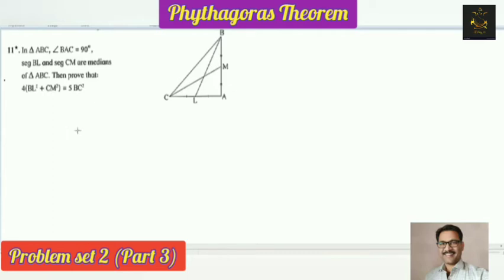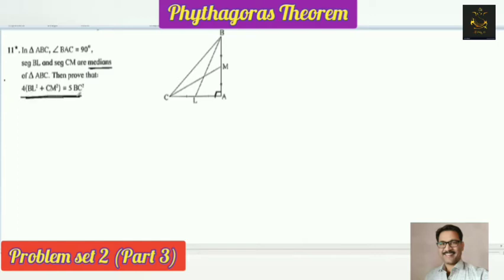See here. In this triangle ABC, this angle BAC is 90 degrees, they are given to us. Look here, this angle BAC is what? 90 degrees. And here BL and CM, both these are medians. Very important part here now. Then we have to prove this one.